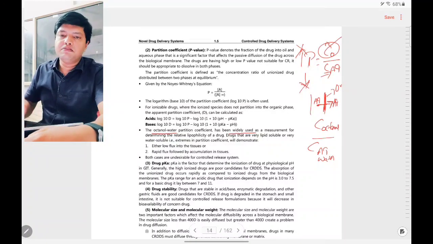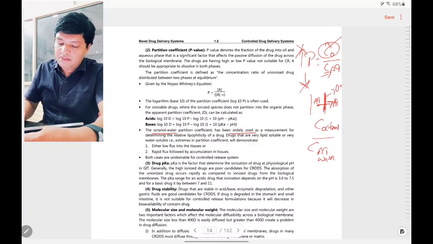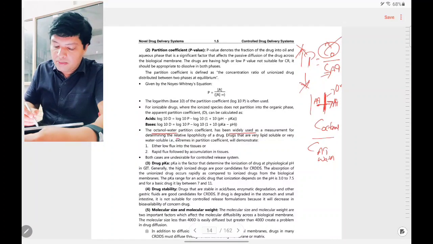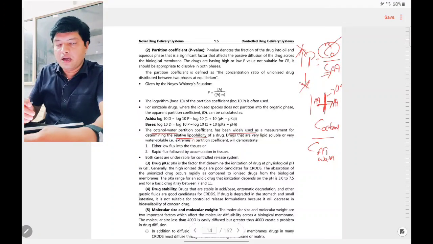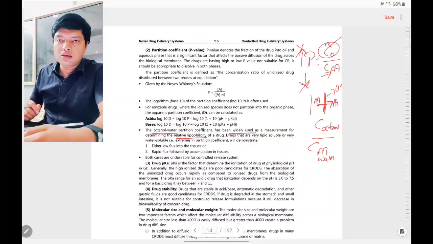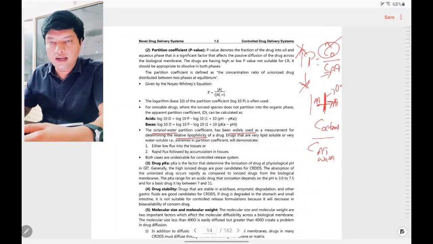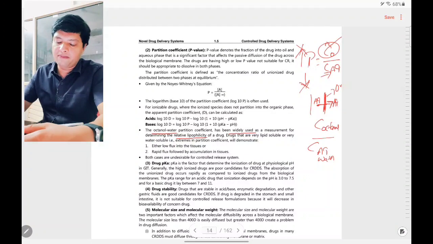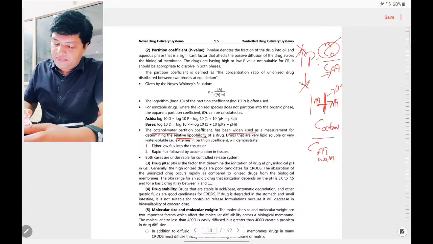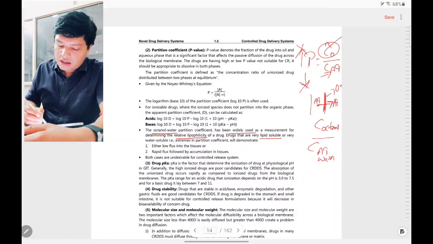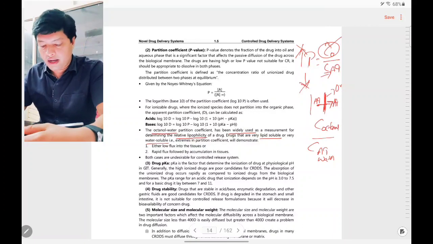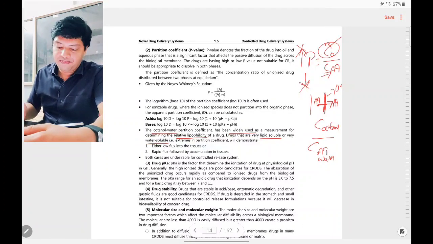See, it is given. It has been widely used as a measurement for determining the relative lipophilicity of the drug. If it stays in octanol more, then we can say the drug is highly lipophilic. If it stays less in the octanol layer, we can say the drug is less lipophilic. Drugs that are very lipophilic, lipid soluble, or very water soluble, both extremes, are not recommended here. That is what has been given.